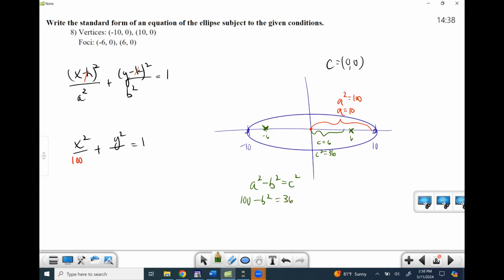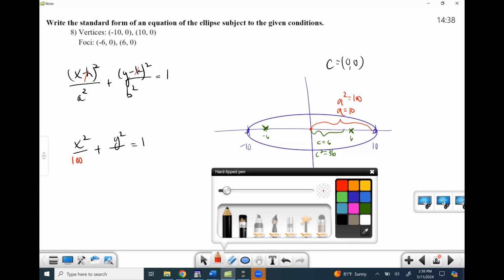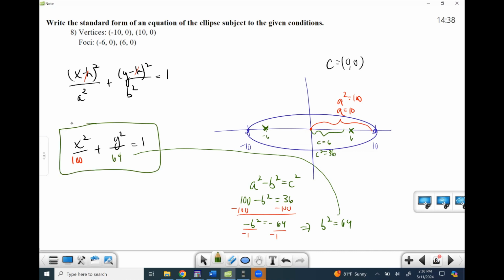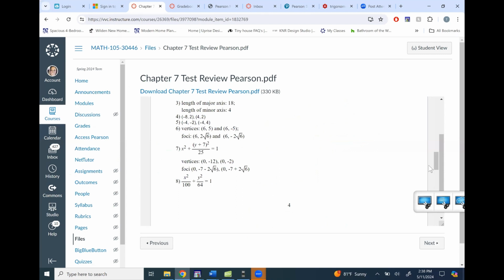All right, so I'm going to go ahead and subtract 100 from both sides. So we've got negative b squared equals negative 64. And then I'm just going to divide by a negative. And so what that leaves us with is that b squared equals positive 64. And all we need is b squared, you guys. So let's go ahead and plug them in right here. And we have the equation for the ellipse. Let's go check it out, make sure it looks good. 164. Oh, it's perfect. Very, really good so far.